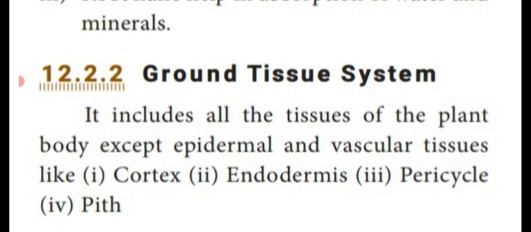Next, we are going to see ground tissue system. What is ground tissue system? 2-mark question. It includes all the tissues of the plant except epidermal and vascular tissue system, such as cortex, endodermis, pericycle and pith. That is the answer for what is ground tissue system. It is a 2-mark question. What is the answer?